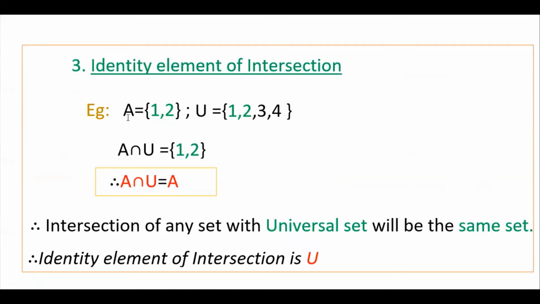If you intersect the universal set with any set, A intersection U, the common elements are 1, 2 here. So that is nothing but the set itself. Therefore, A intersection U is equal to A. Therefore, the intersection of any set with the universal set will be the same set. In the union case, the identity element of union is the empty set. Here, it is the universal set.